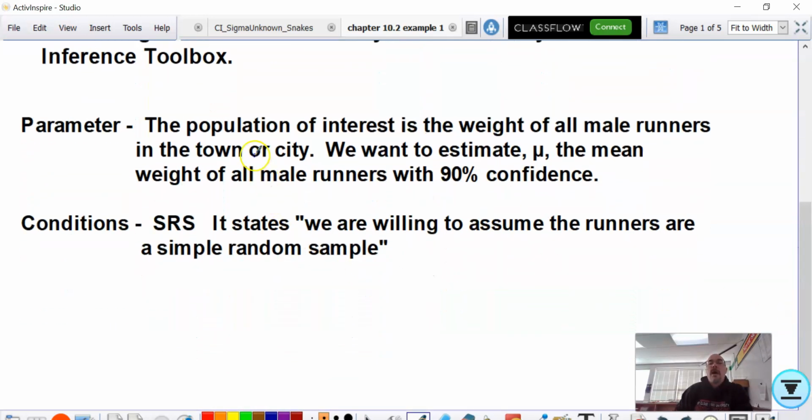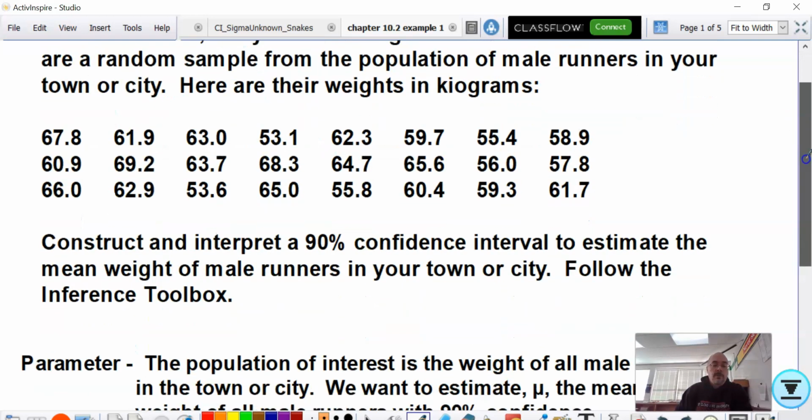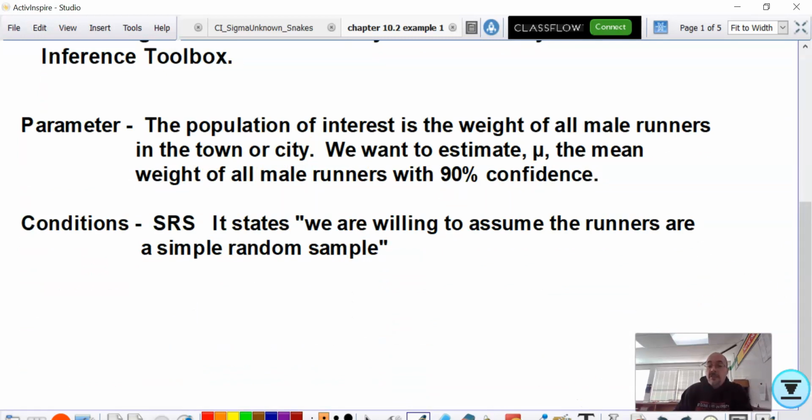Parameter. The population of interest is the weight of all male runners in the town or city. We want to estimate mu, the mean weight of all male runners, with 90% confidence. Conditions. SRS. It states we are willing to assume the runners are a simple random sample. We do not actually choose a simple random sample, but we are willing to assume that these runners are a random sample from the population. So there's our SRS, ladies and gentlemen.